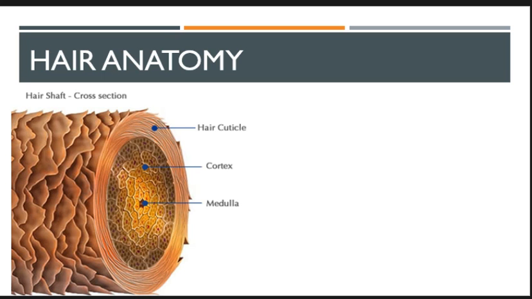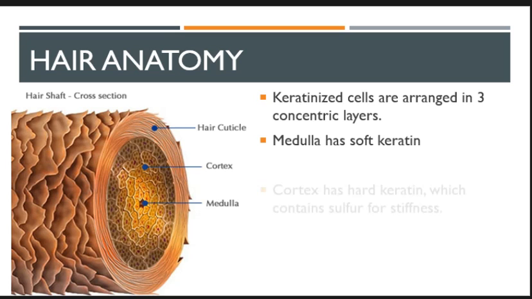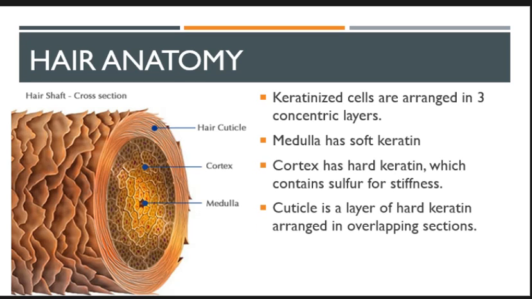Okay, so the anatomy looks like this. It's like concentric rings right here. This is the cross section. So 3 concentric layers. The medulla, we're going to come across that word time and time again. Think of the medulla as middle. So we have the medulla in here. Then we have the cortex. So this has something known as soft keratin. And then the cortex has hard keratin, and it's more stiff right there. And then we have the cuticle, which is the layers of hard keratin that are in overlapping sections, kind of like a roof tile right there.